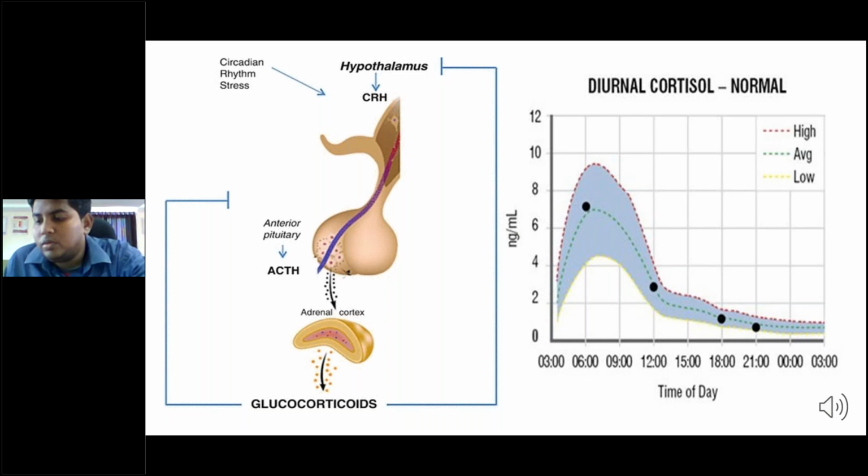The stimulus is: the hypothalamus releases corticotropin releasing hormone, which stimulates the pituitary to release adrenocorticotropic hormone, which stimulates the adrenal cortex to release glucocorticoids. On the right side of your screen there is a diagram. On the y-axis is the concentration of cortisol, and on the x-axis, time. As you can clearly see, it is high in the morning and lowest at midnight. This is the circadian rhythm.